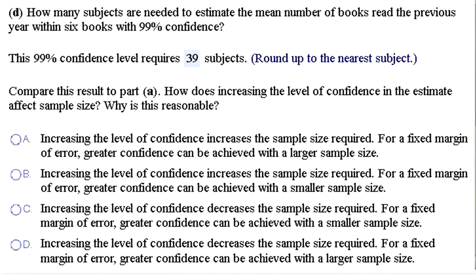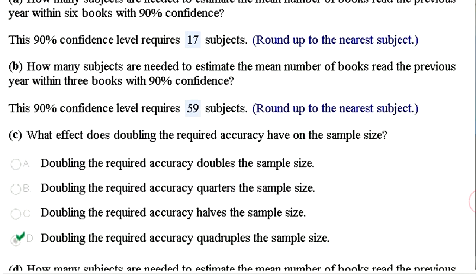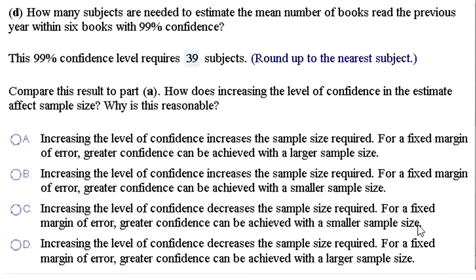So when we increased our confidence level from 90 to 99%, we went from a sample size of 17 to a sample size required of 39. Increasing the level of confidence increases the sample size required. If you want a fixed margin of error, greater confidence can be achieved with a larger sample size. This is a textbook answer.